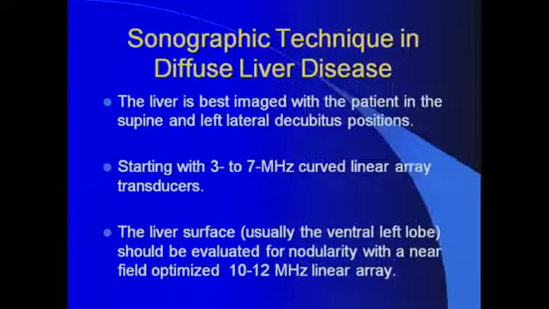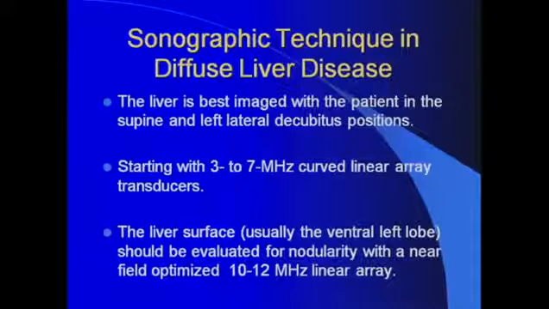So we're going to discuss how we're going to do our exams and the technique we are implementing in our practice. The liver is best imaged with the patient in the supine and left lateral decubitus position. You can place the patient first supine, look at the left lobe of the liver in the sagittal plane, and image the liver in different planes, the right and the left lobe, and look at the vascular anatomy as well.